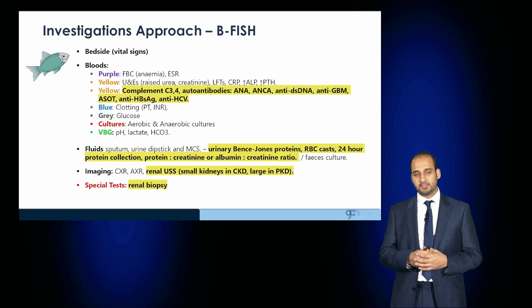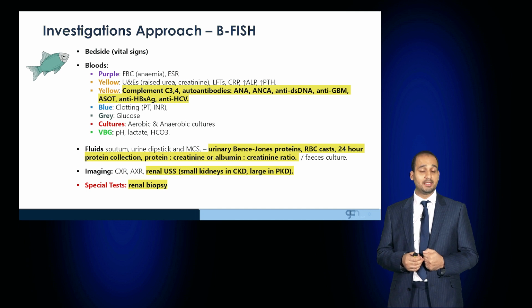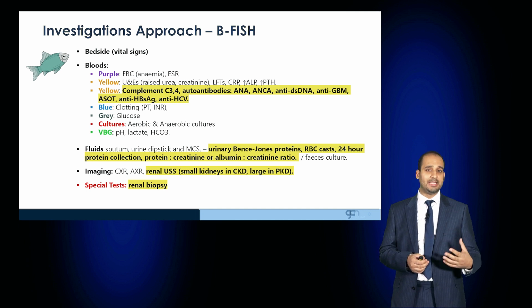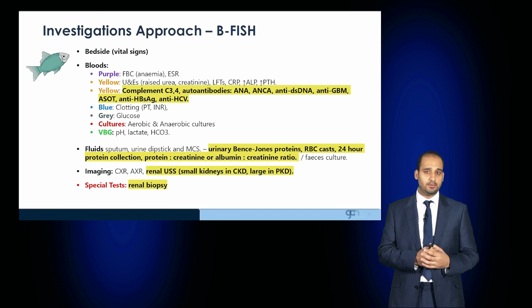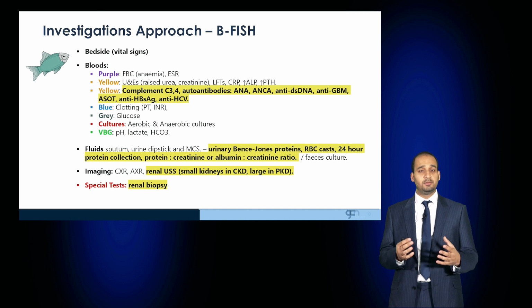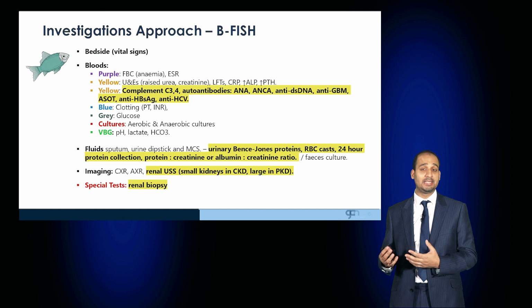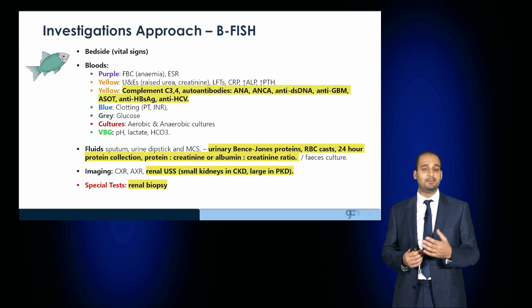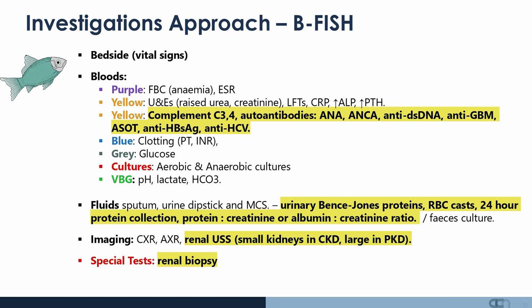To investigate these patients, a number of blood tests are required, including a renal screen. Assess for anemia, regularly monitor the U's and E's, the LFTs, the CRP looking for any signs of infection, and an autoimmune screen to look for complement levels and autoimmune antibodies such as ANA, ANCA, double-stranded DNA antibodies, and anti-GBM antibodies which can cause Goodpasture syndrome, as well as urine dip, urine MC&S, urinary Bence-Jones proteins, and protein to creatinine or albumin to creatinine ratios to help monitor the renal function.